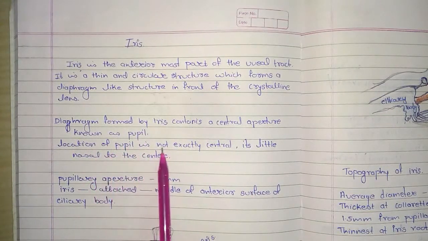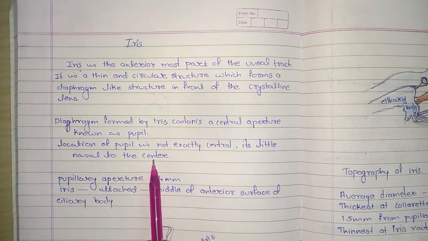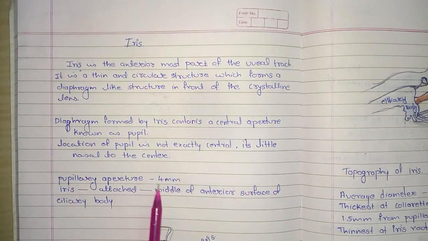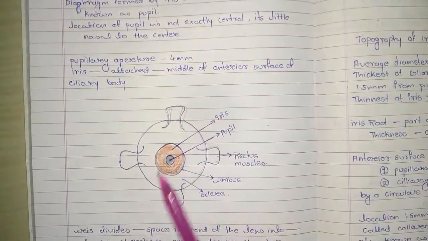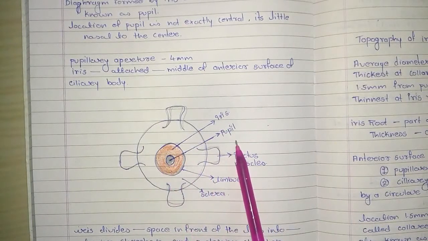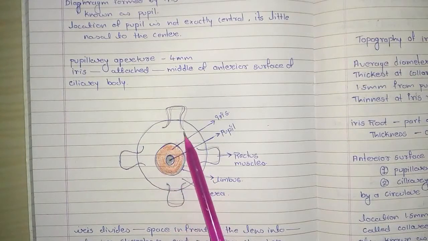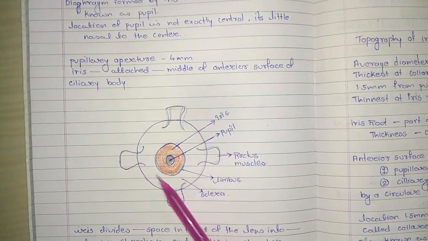The location of the pupil is not exactly central, it's a little nasal to the center. The normal size of the pupil aperture is about 4 mm. Now here in this diagram you can see the brown colored portion is iris and the central black portion is pupil, and this is the limbus, the junction of the cornea and sclera, and this is the sclera, the white portion, and these are the rectus muscles.